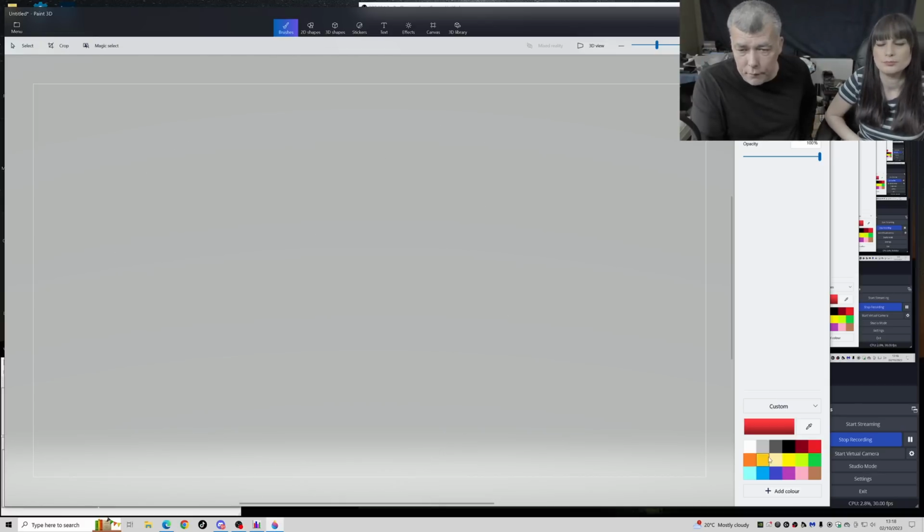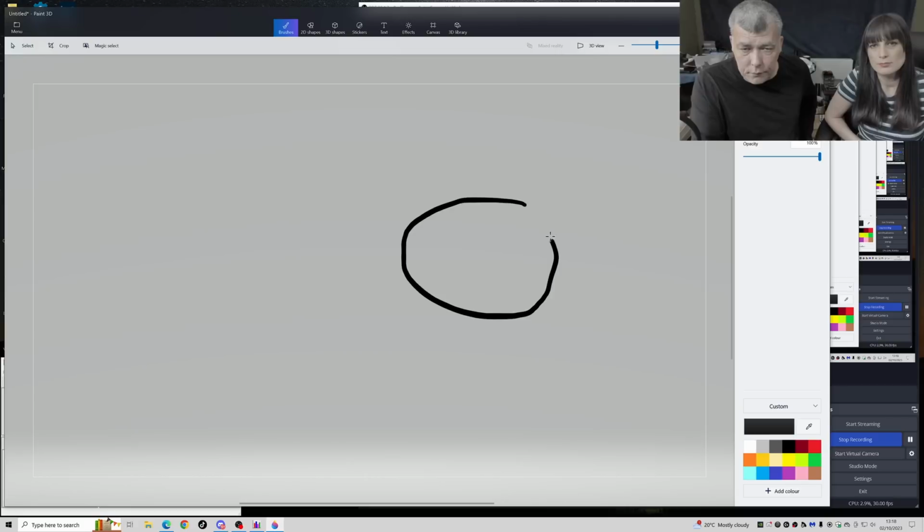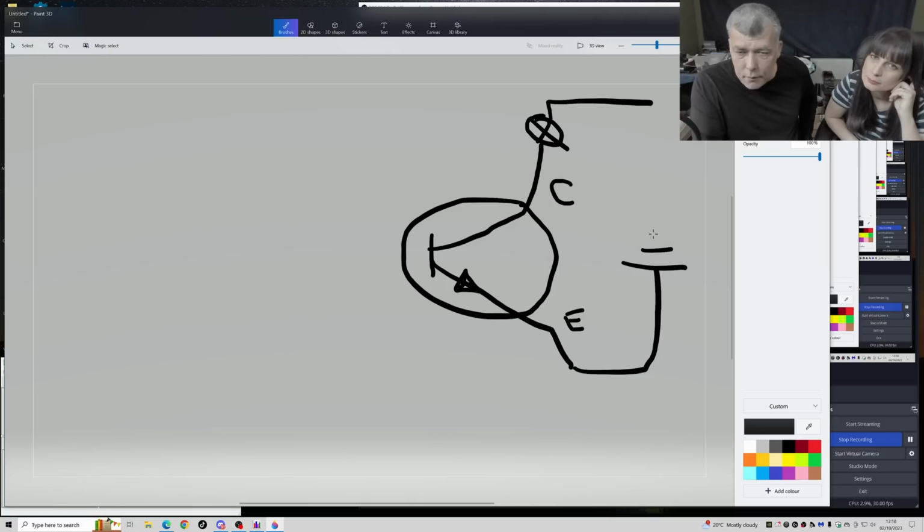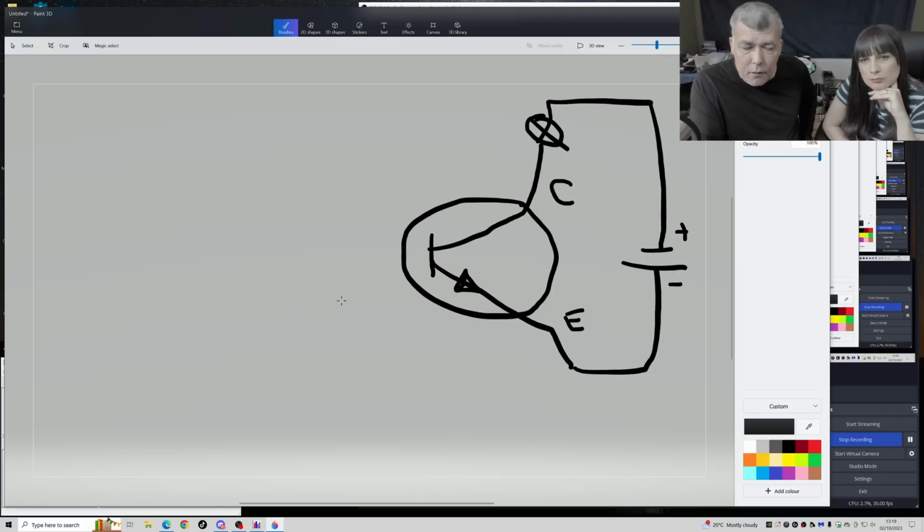Let me show you in a different way. So you have the transistor. This is the emitter. This is the collector. Now here you have your light bulb, and here you have a battery, plus and minus. You understand? Without any current applied to the base, you will not have a current flow. Nothing will happen. The light bulb will be off. Is that clear?